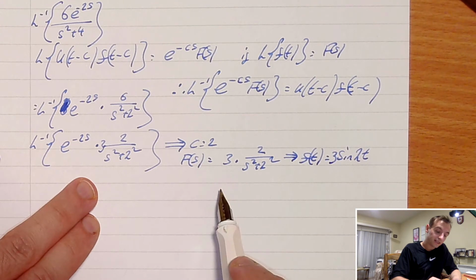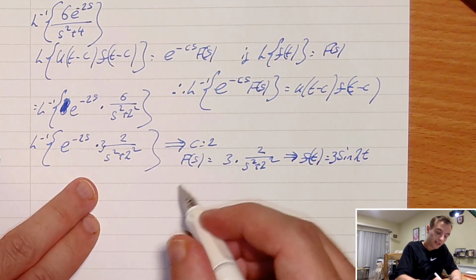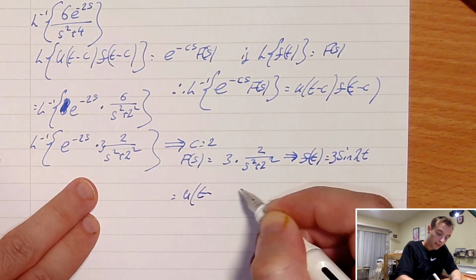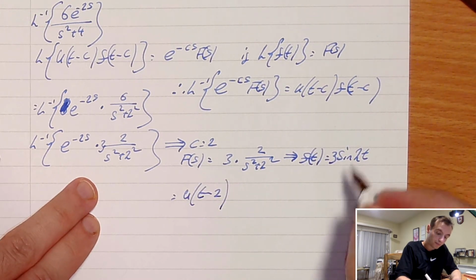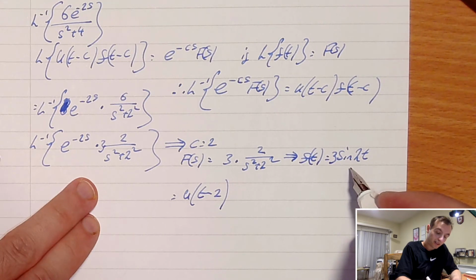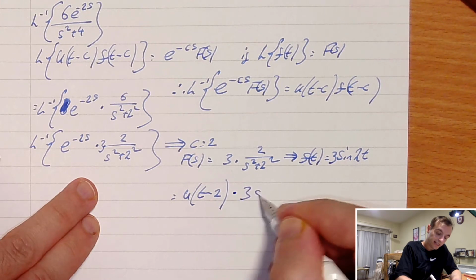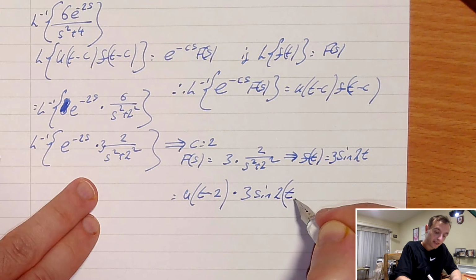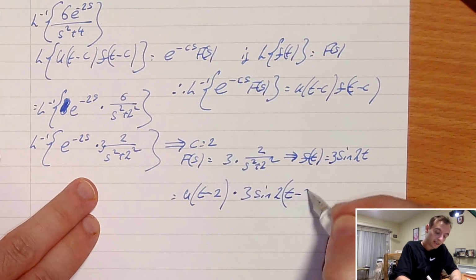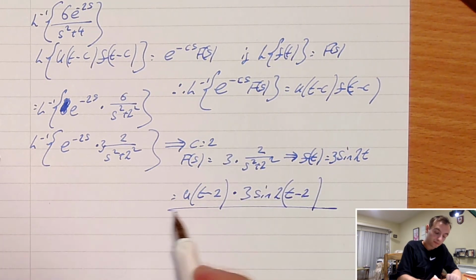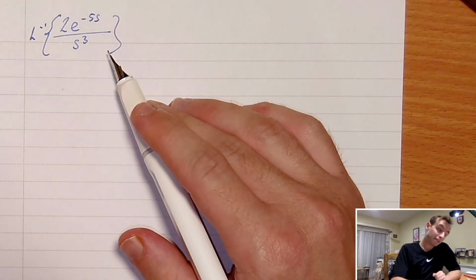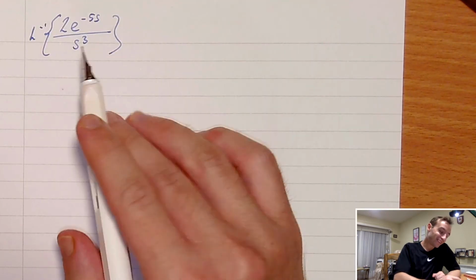So we can now say that the answer is going to be u(t minus 2) times the function, which is going to be 3 sine 2t, but remember there's a shift in the t, it's going to be t minus 2. So that's going to be the answer. Okay, let's have a look at another one.